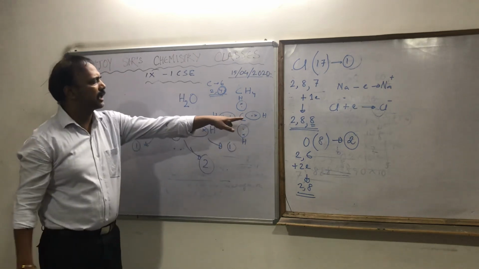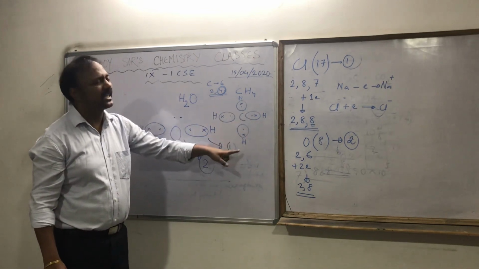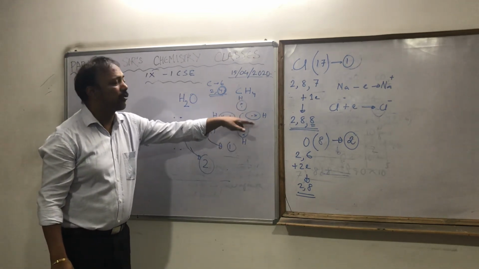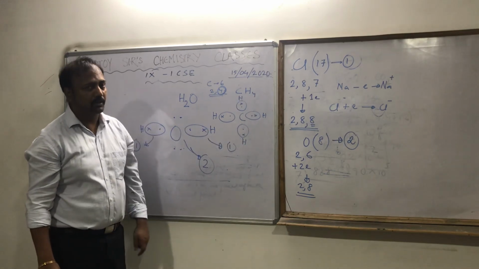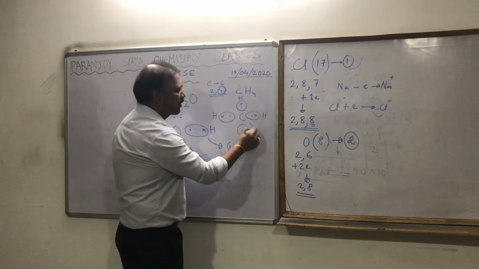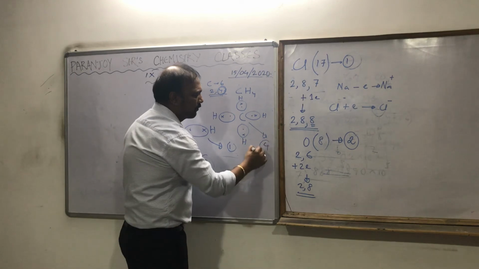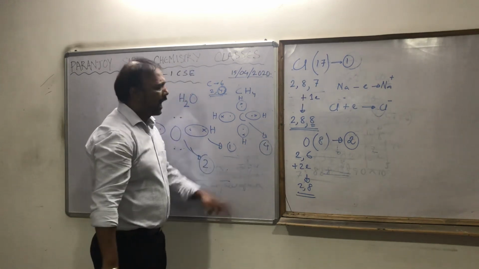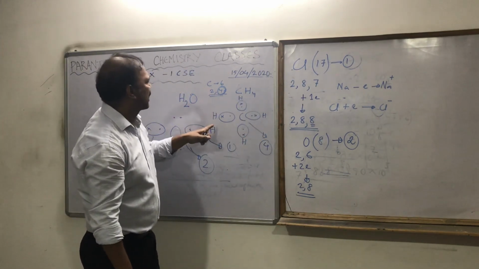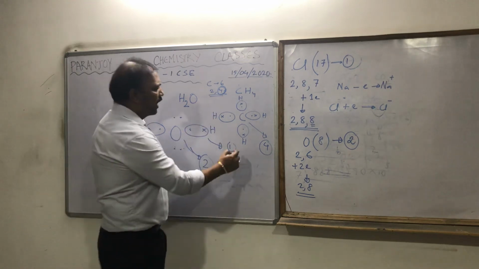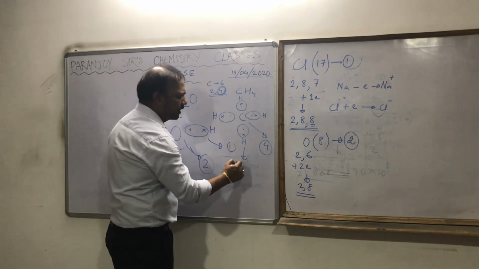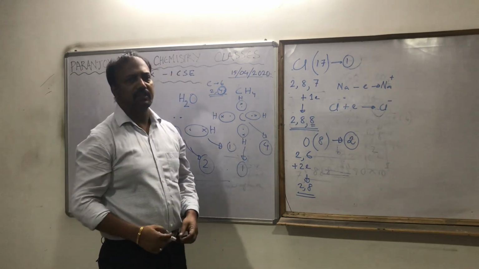Now carbon has how many electrons? 8 electrons. How many is it sharing? It is sharing 4 electrons. So what is the valency of carbon? The valency of carbon is 4. Clear? And each hydrogen is sharing how many electrons? Each hydrogen is sharing 1 electron. So every hydrogen has got valency 1.